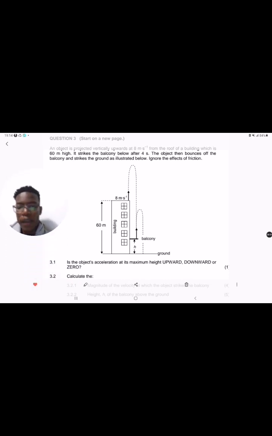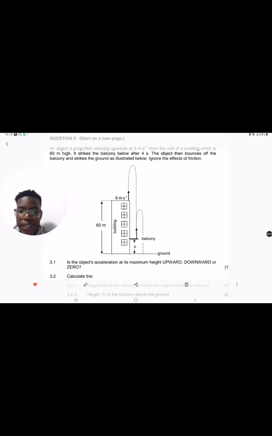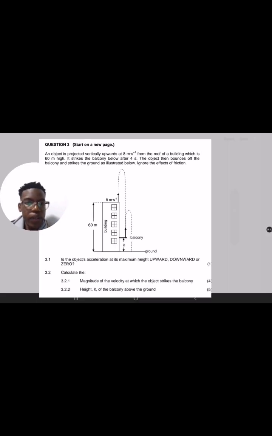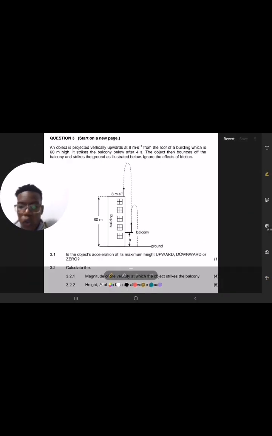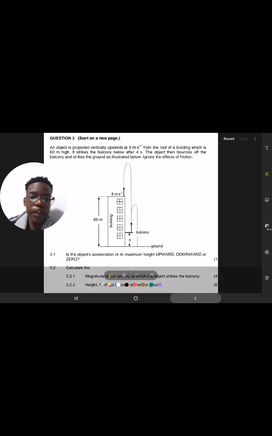Okay, so 3.2.1, or 3.2.2 rather. 3.2.2 says, it says, calculate the height h of the balcony above the ground. Calculate the height h of the balcony above the ground.